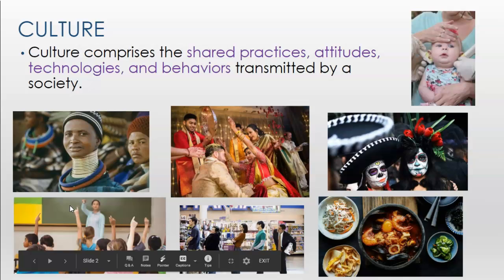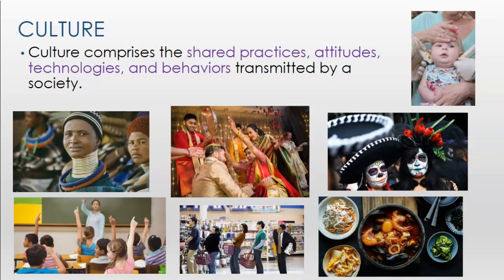So what exactly is culture? All right. Culture is the shared practices, attitudes, technologies, and behaviors transmitted by a society. And so we have this idea of culture being everything from language to religion to how we dress, to how we educate our children, to the foods we eat, the customs, the holidays we follow, the ways that we elect or choose leaders, the way we distribute goods and services. All of these things comprise culture. And it's really the overall behaviors of society.